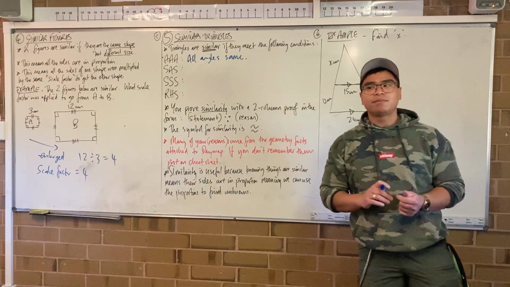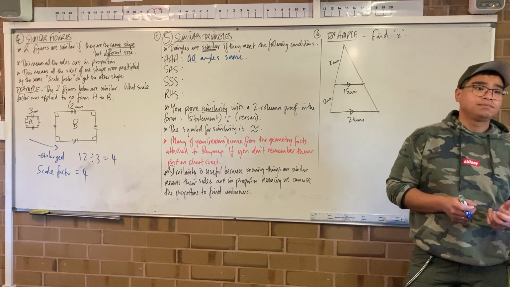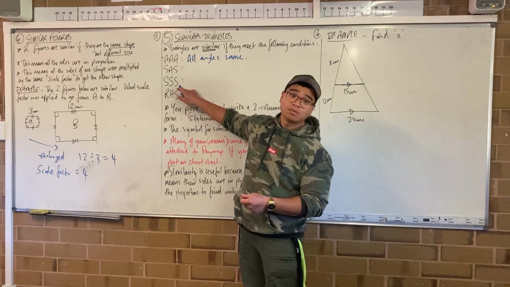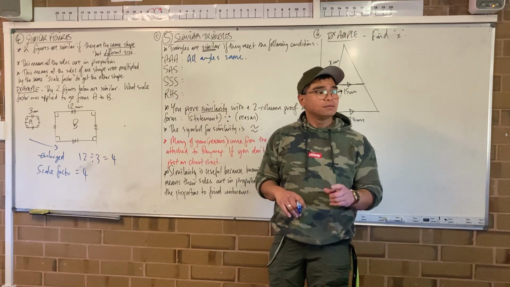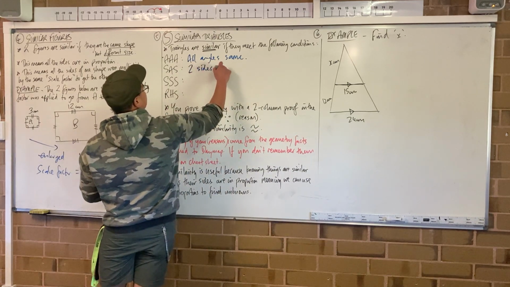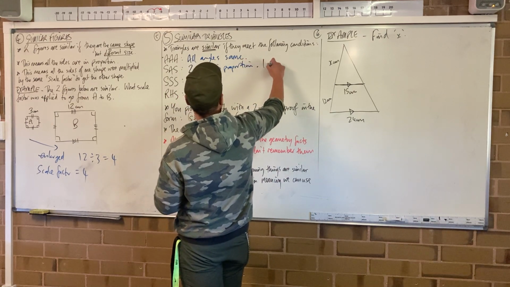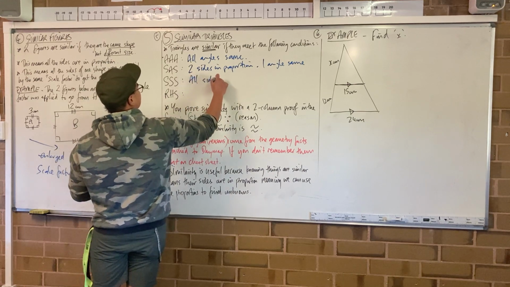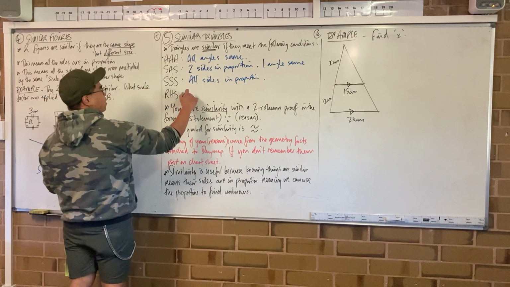SAS, be careful, we're talking about similar now. All sides are in proportion. That's going to be this one because it's SSS. Sides in proportion and the angles the same. Two sides in proportion, one angle same. Then yours, all sides in proportion. And then this one, right angled.